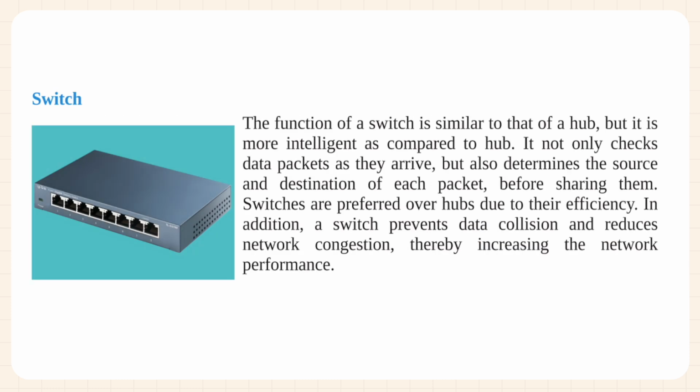Switch. The function of a switch is similar to that of a hub, but it is more intelligent as compared to hub. It not only checks data packets as they arrive, but also determines the source and destination of each packet before sharing them. Switches are preferred over hubs due to their efficiency. In addition, a switch prevents data collision and reduces network congestion, thereby increasing the network performance.